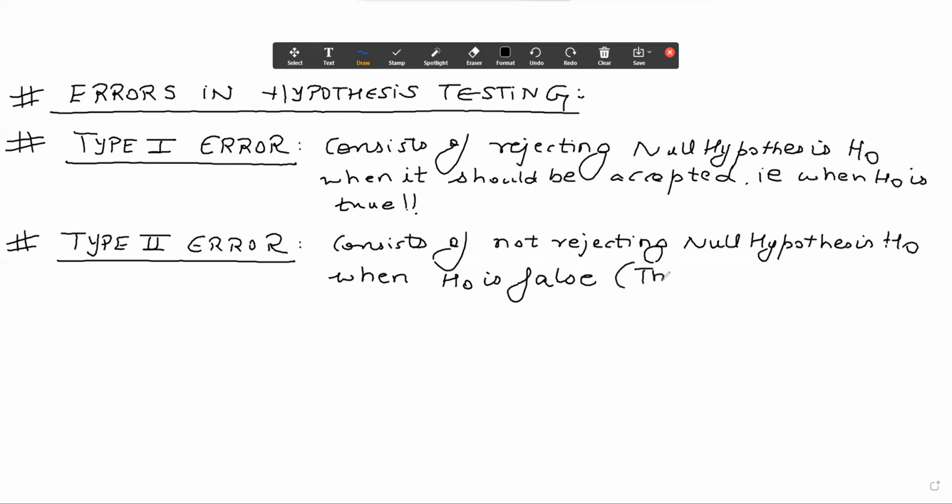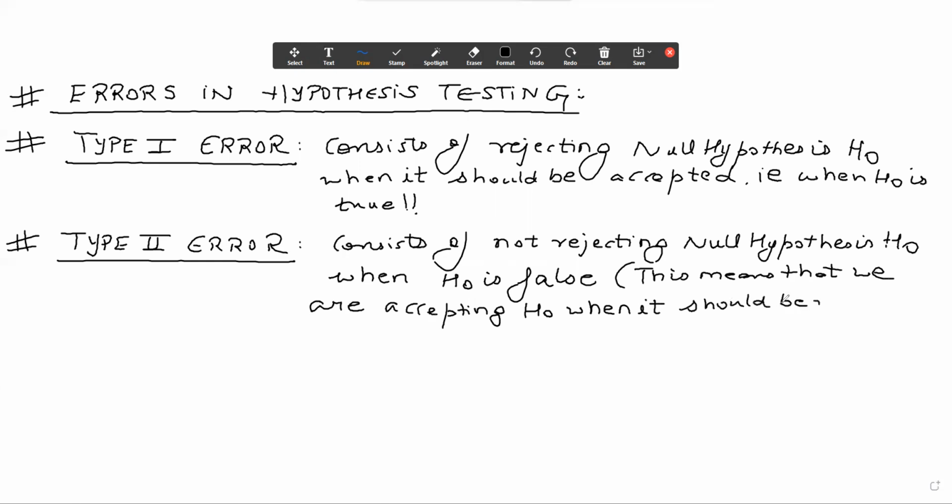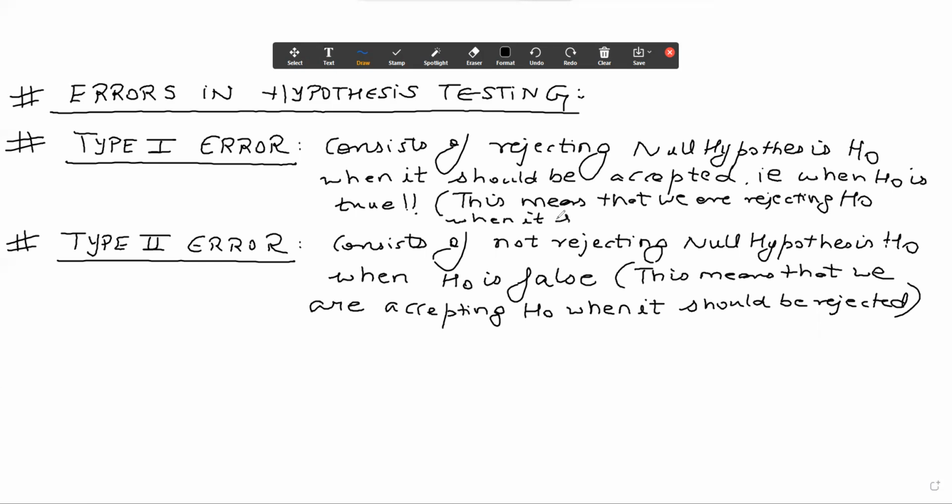So I can say this means that we are accepting the null hypothesis when it should be rejected. And this means type 1 error: that we are rejecting the null hypothesis when it should be accepted. I hope all students have understood the statement. In case of type 1 error, you are rejecting the null hypothesis when it should be accepted. In type 2 error, you are accepting the null hypothesis when it should not be accepted, when it should be ideally rejected.